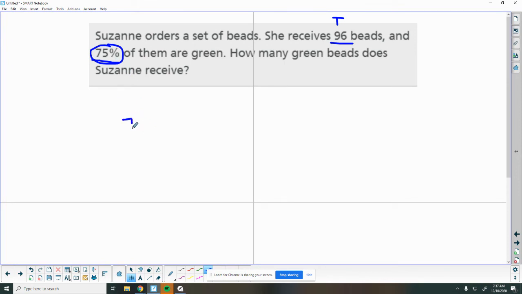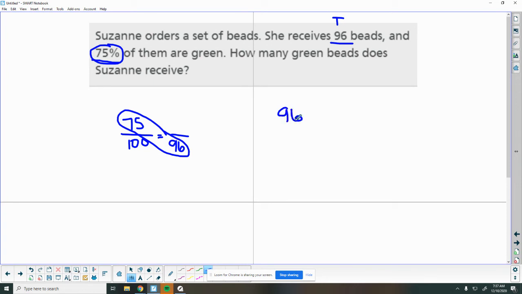So 75% as a fraction is 75 over 100. And then 96 is my total. So it's going to go on the bottom here. So we need to do 75 times 96. So go ahead and pause the video and do that.